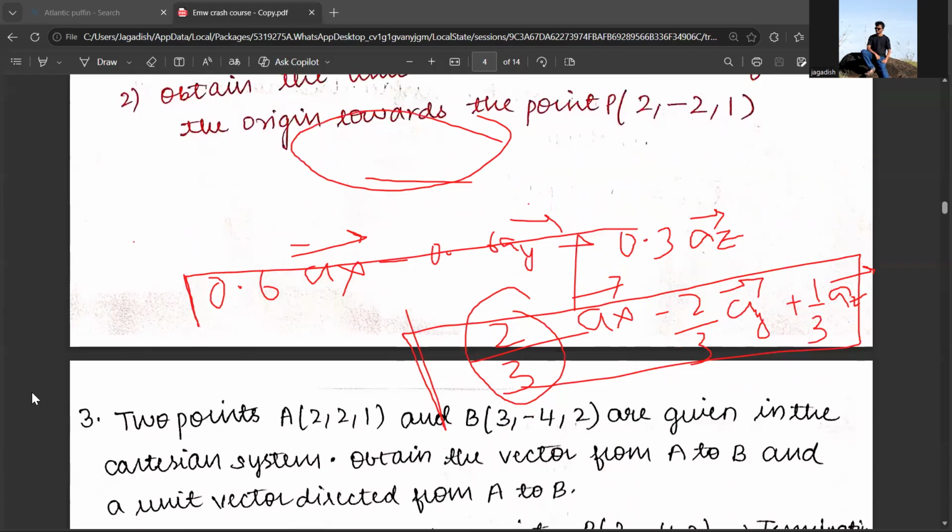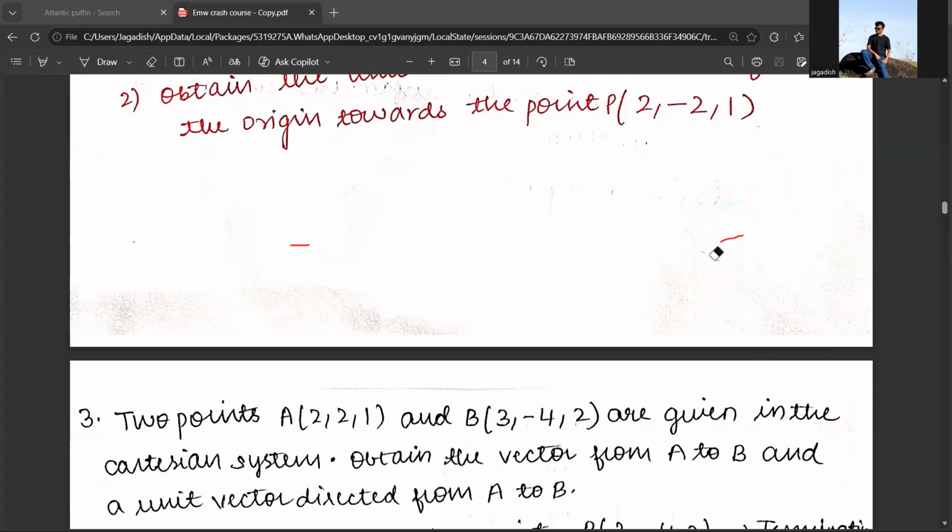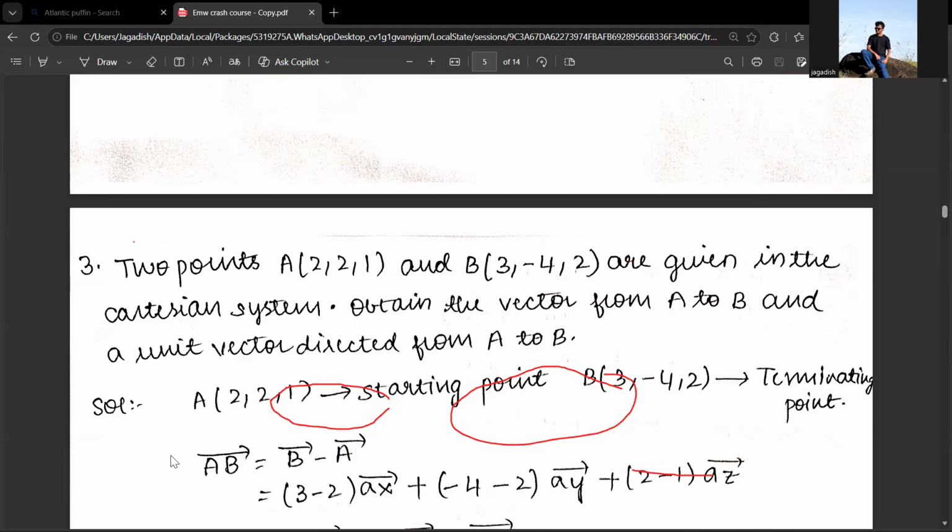Now solve this. Problem number 3 you can solve. Very easy, I will be telling you the steps. First step: tail minus head. Here, which is the tail? B is your tail. Head is A. So obtain the vector from A to B. That is, you have to find the vector from A to B, so you have to do B minus A.